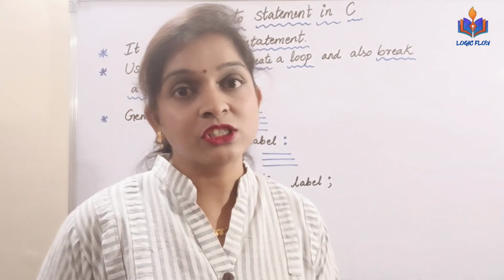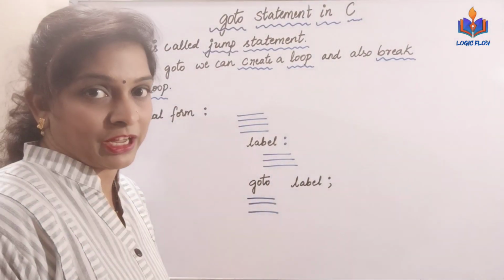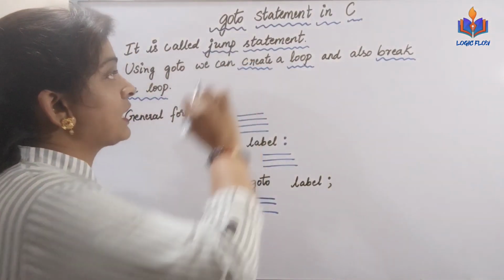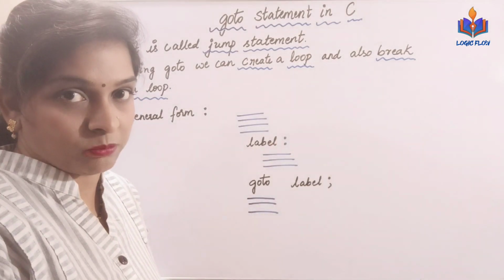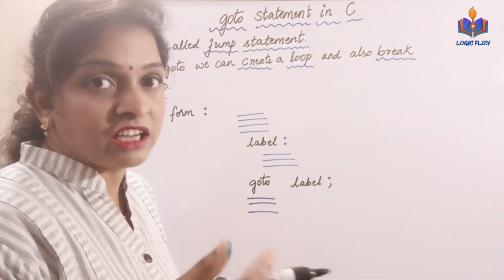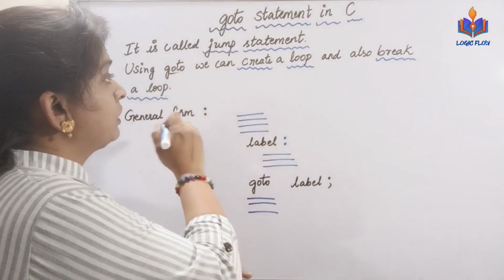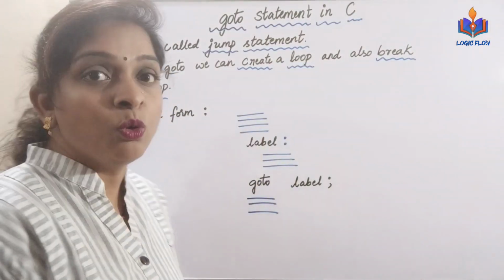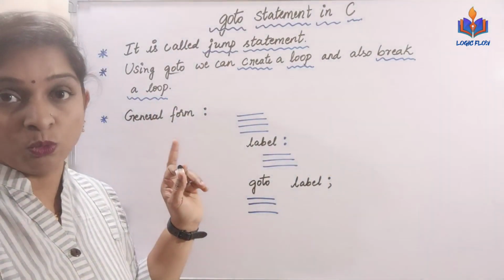So what actually will this goto statement do? It is a jump statement actually. So goto is called a jump statement because it is going to jump to a particular block of statements. We also call it an unconditional branching statement. Using goto, we can create a loop and we can also break a loop.